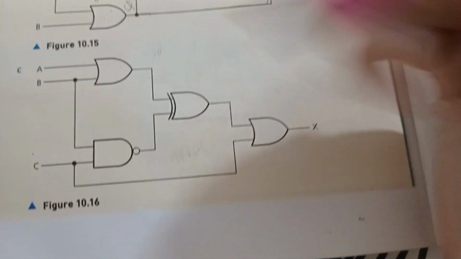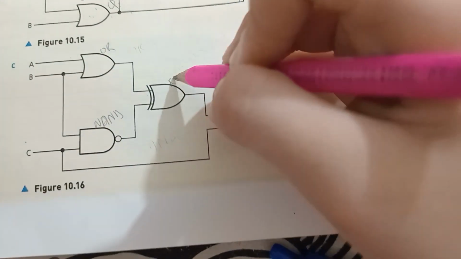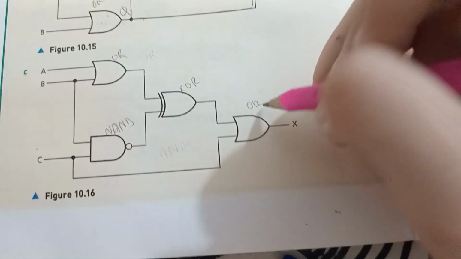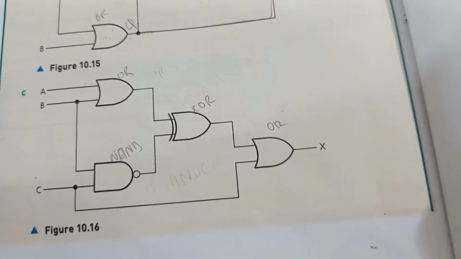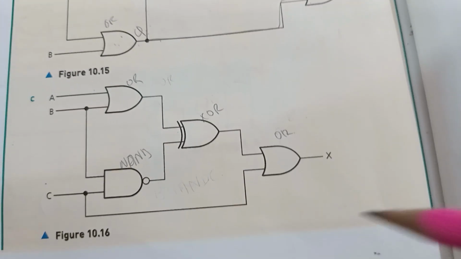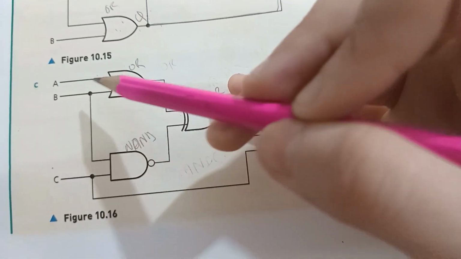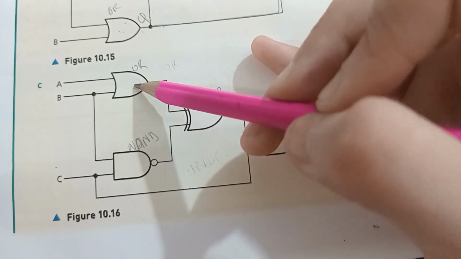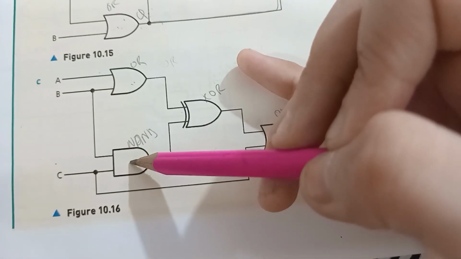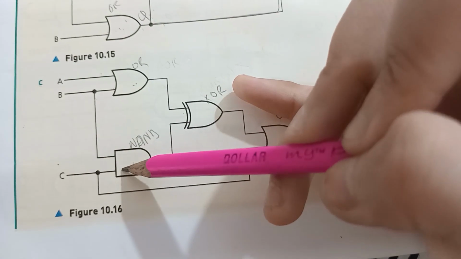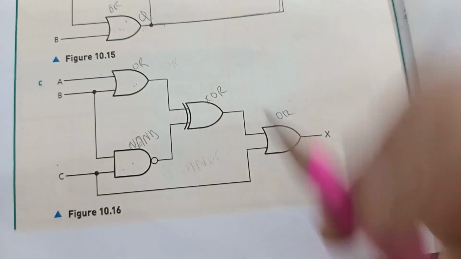For part C, I have this gate, that's OR gate, that's NAND gate. Here we have XOR gate and this is OR gate. Now since I have identified the gates, I will just identify what the inputs to these gates are. For example, for the OR gate we have inputs A, B. For the NAND gate we have inputs B and C. Now let's write P here and I'll write Q here.